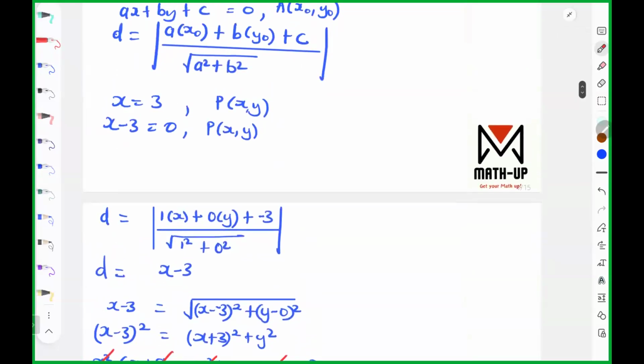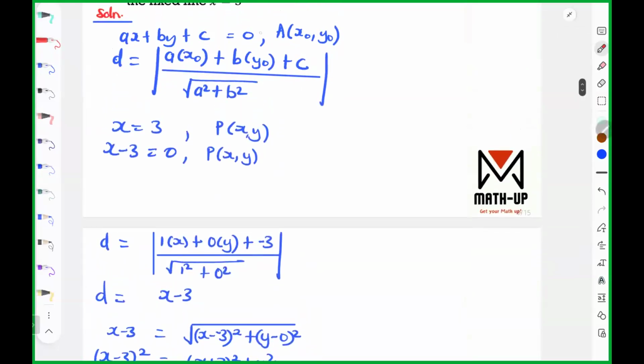So your equation has to be in this form, ax plus by plus c is equal to 0, for you to apply that formula, which is in your logbook in case you didn't get it.